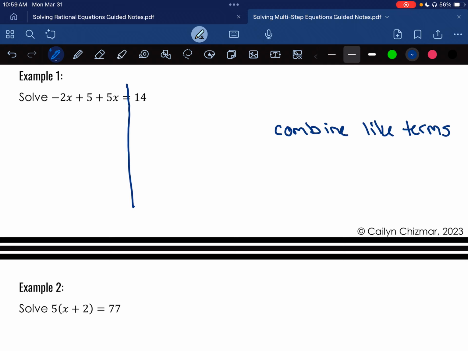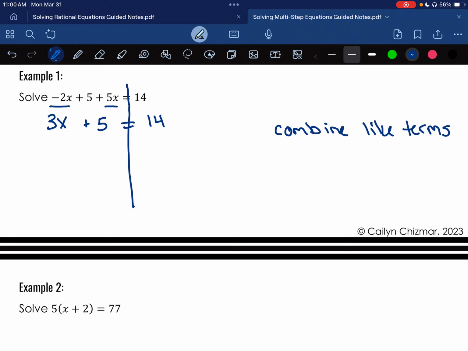So the first thing that I notice is I have negative 2x and 5x, and those both are like terms, right? They both have x to the first power, so I can combine them. I have negative 2x's plus 5, so I was in debt 2, and someone gave me 5, right? So now I have 3x's plus 5 is equal to 14. All I did there was combine like terms.